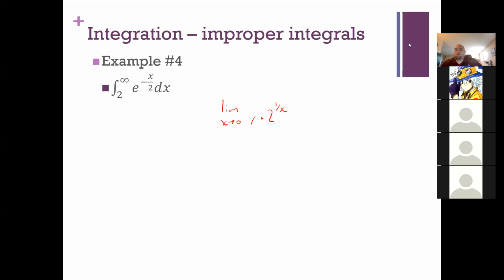And chat says 2e to the 2 over e. Yeah, Nunzil, 2 over e is the limit. That is the value of this integral.